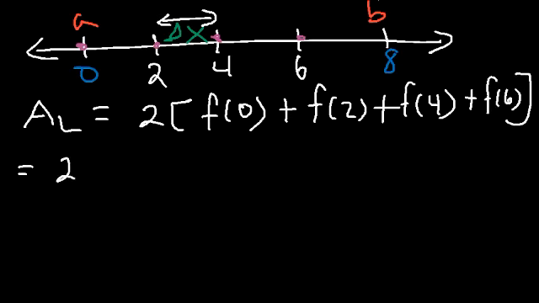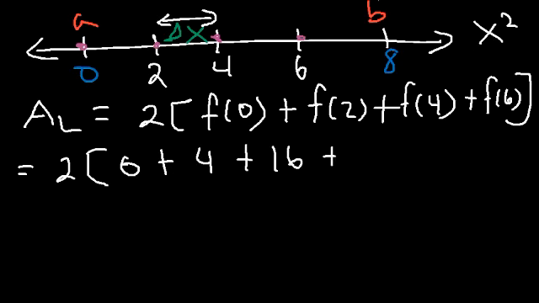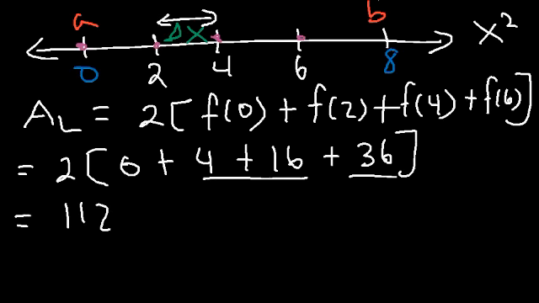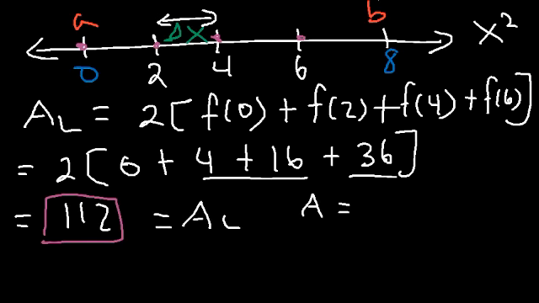Now, we know that f of x is x squared. So 0 squared is 0, 2 squared is 4, 4 squared is 16, 6 squared is 36. 4 plus 16 is 20, 20 plus 36 is 56. Times 2, that's 112. So the area using the left Riemann sum is 112. Now we know the exact area when we calculated the value of the definite integral was about 170.67.